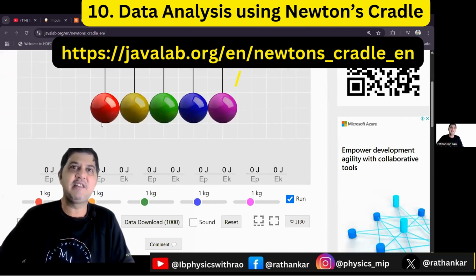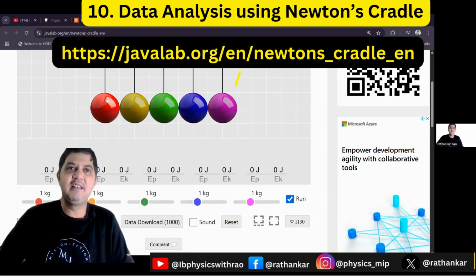So it says there are 5 different balls over here, and the masses of each of the balls can be adjusted. What is the potential energy, kinetic energy, and so on. Now, there's no friction, so I can download the amount of energy data. In fact, I downloaded data earlier. Let me redo this once again. Let me click on this run.